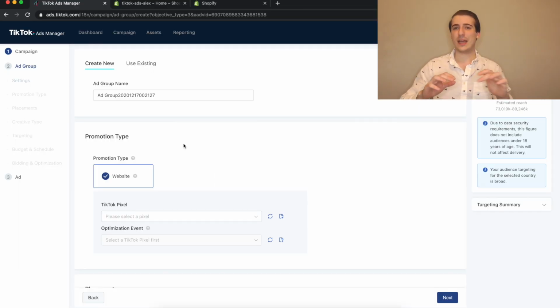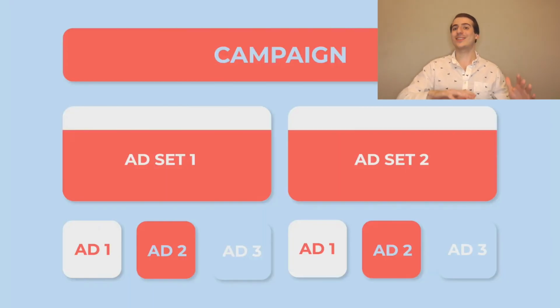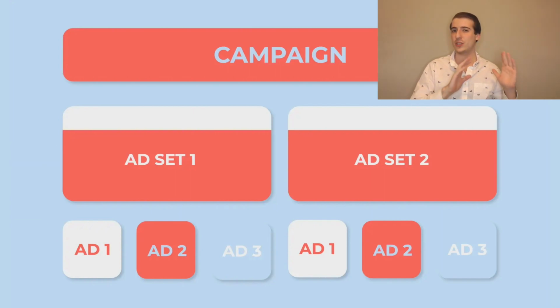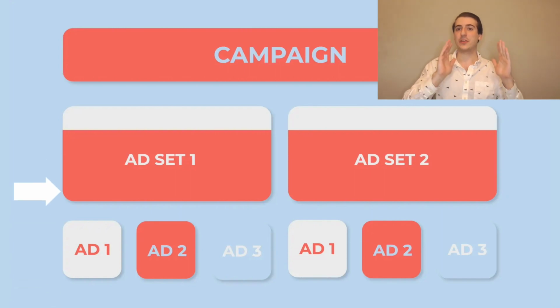First off, this is an ad group. So it's very similar to how Facebook structures their ads. There's a campaign, then there's the ad set in Facebook, and then the individual ads. In this case, TikTok, it's very similar. It's a campaign and then ad groups.